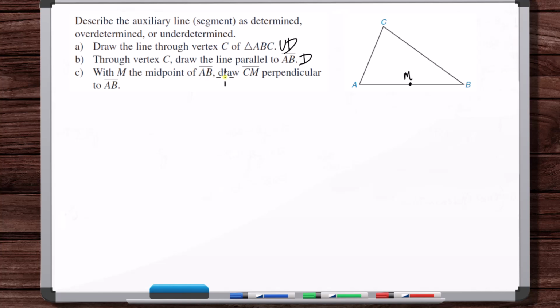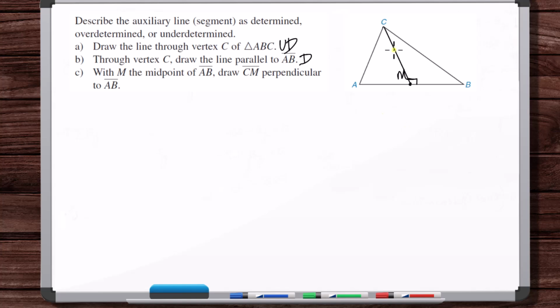Draw CM perpendicular to AB, okay? So, we have point C here. So there's CM, but it's just segment CM, so it has endpoints C and M, okay? Draw that perpendicular to AB. So we'd have to do it like this. You know, we can't do that. That's overdetermined. Overdetermined is when you add constraints that aren't possible to add.